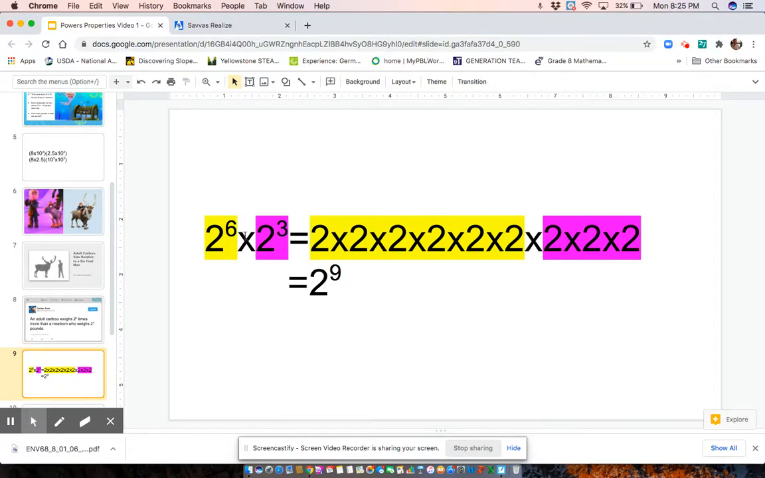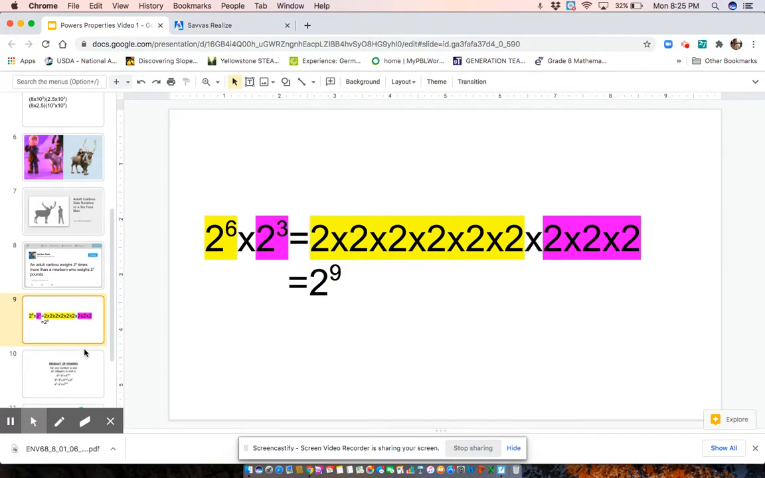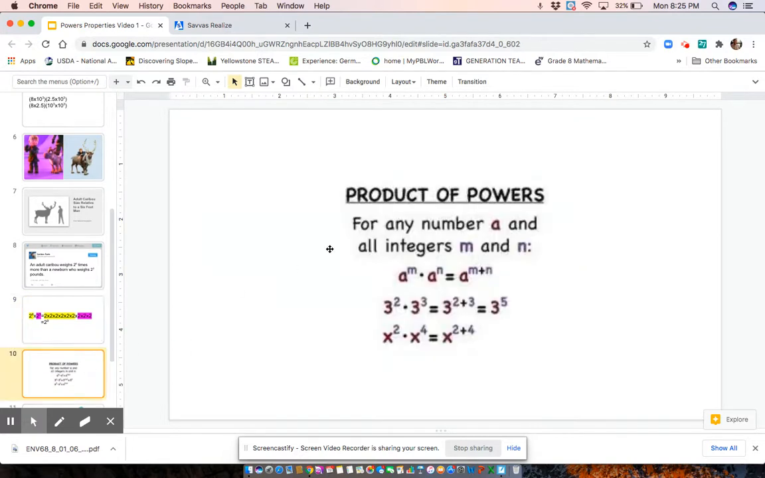You can also think about this as just adding the exponents. So this is called the product of powers rule. For any number a and all integers m and n, you can write that as just a to the m plus n, where you're adding the exponents. And this is only if you have the same base.